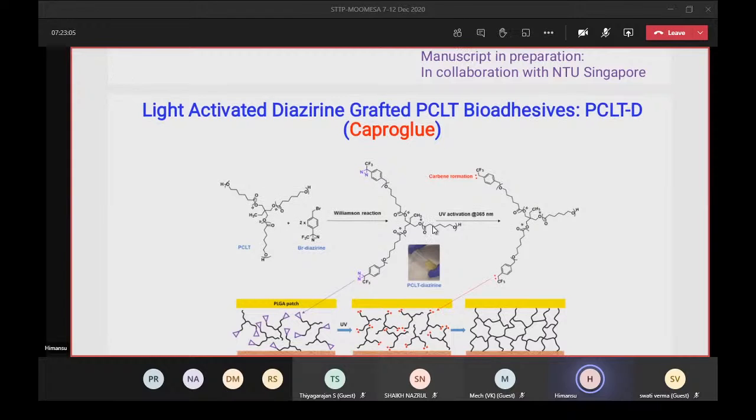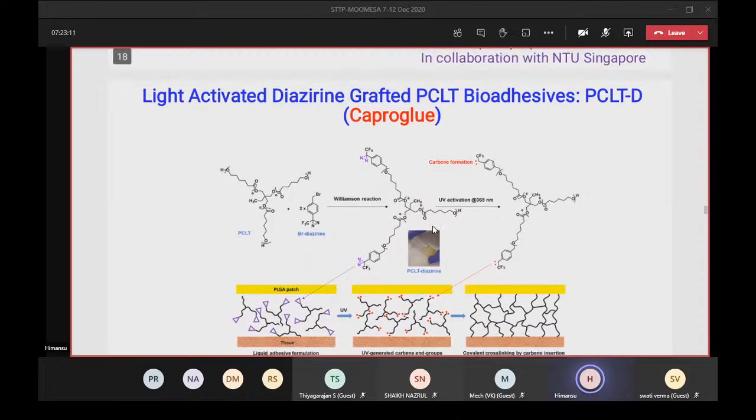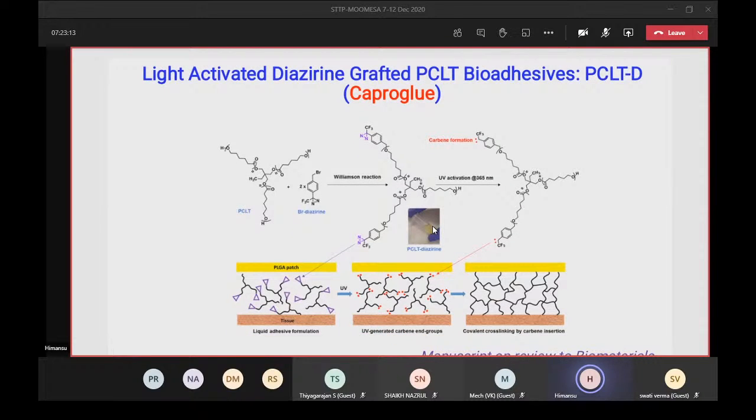Light activated, that is, we have discussed the PAMAM, right? PAMAM is your tree. Now there is another kind of adhesive that we focused on. Basically three kinds of adhesive we focused on in this study. One is PAMAM, that is called polyamidoamine. This fifth generation polyamidoamine we have been using. And second is PCLT, that is a polycaprolactone triol.